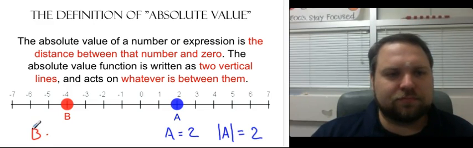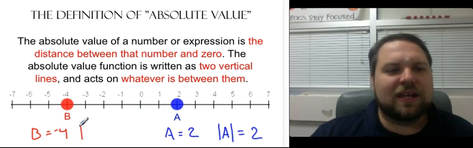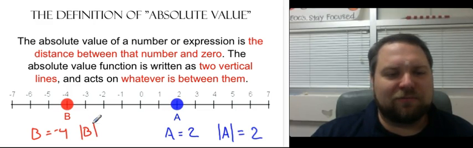So now let's look at B, because something will change here. B is at negative 4. That means we, starting from 0, walked 4 in this opposite direction from where A was. So now if I want the absolute value of B, that means the distance between B and 0, and that distance is 4.